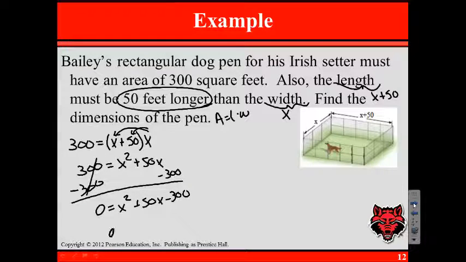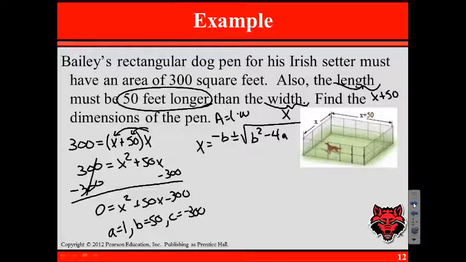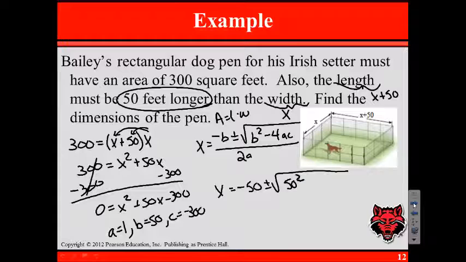So at this point, we can recognize that a equals 1, b equals 50, and c equals negative 300. We take this information and plug it into the quadratic formula, negative b plus or minus the square root of b squared minus 4ac all over 2a. Well, let's begin to do this with the room we have left on this slide. So this becomes x equals negative 50 plus or minus the square root of 50 squared minus 4 times a, which is 1, times c, which is negative 300, all over 2 times a, or 2 times 1.